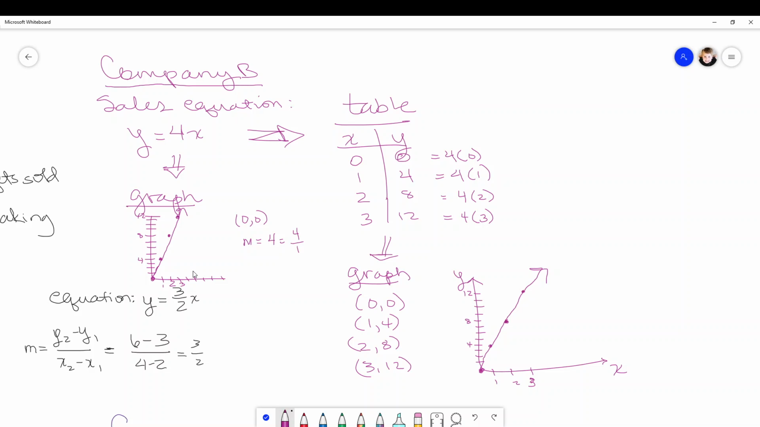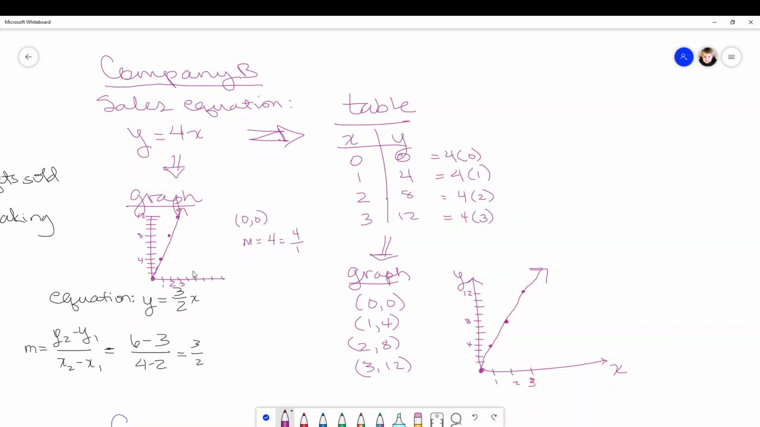Okay, so now we've got company A that makes $3 for every 2 widgets. Company B also, by the way, makes widgets. Got to put that there. Widgets. And profit. This company makes $4 per widget. So $4 per widget.